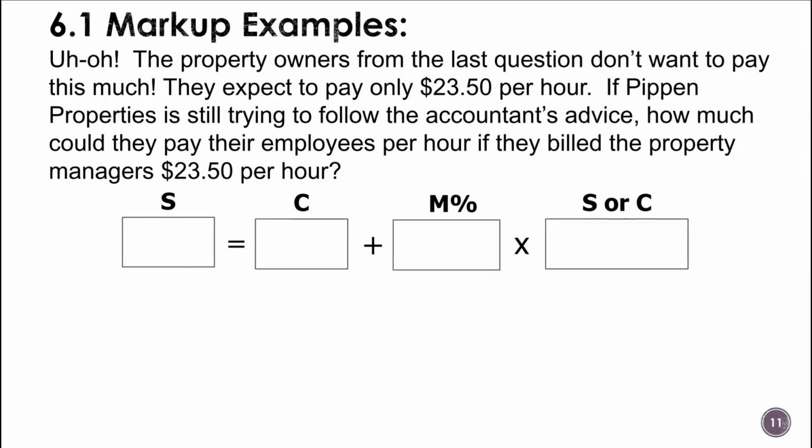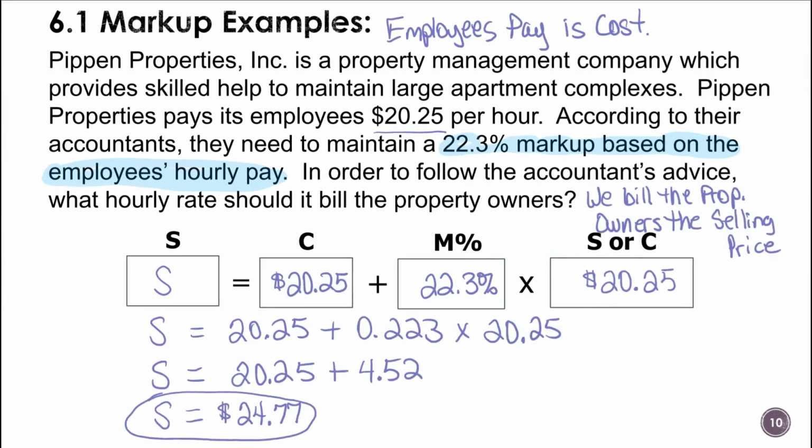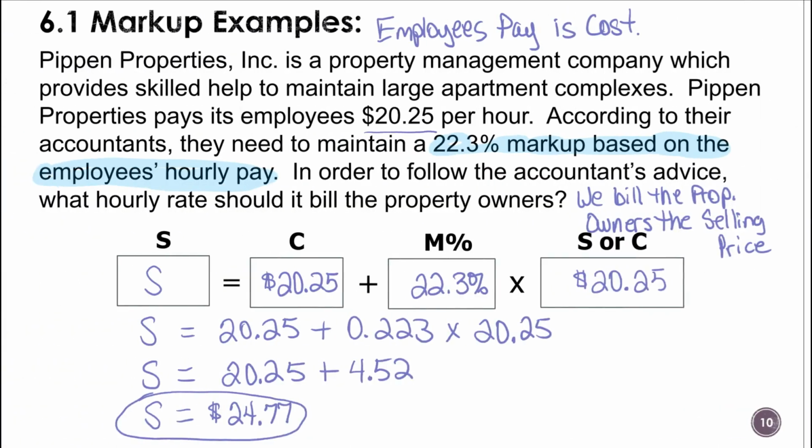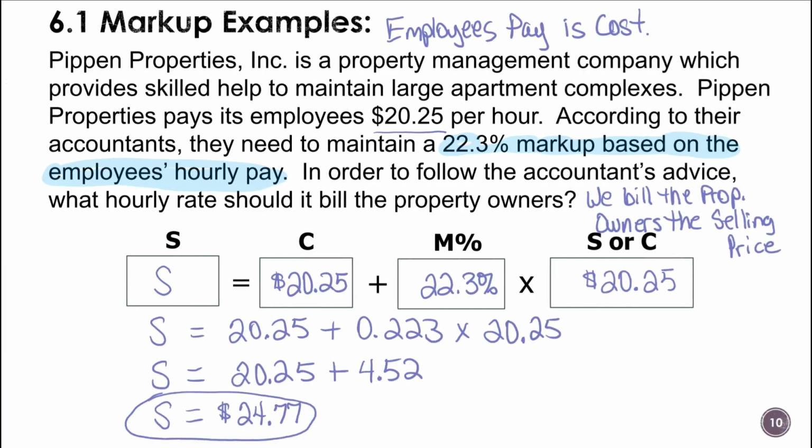All right, the property owners from the last question don't want to pay this much. So in other words, they don't want to pay $24.77 per hour to the management company. They expect to pay only $23.50 per hour. Okay, so $23.50 per hour is the selling price in this case, right? They don't want to pay more than that. And so this time we are looking for the cost because it says how much could they pay their employees per hour if they billed the property owners $23.50 per hour. Okay, so how much should they pay their employees? We don't know. They want to keep the markup the same, the percent's the same as it was last time, so it's on cost.